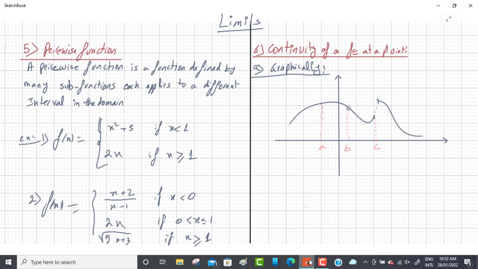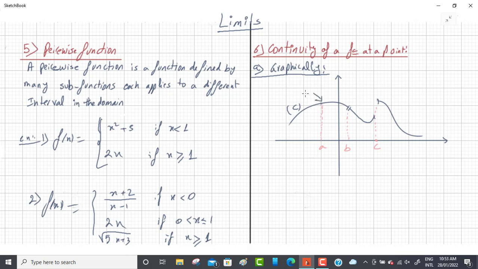Continuity of a function at a point. Now let's talk about continuity of a function at a point. First, we're going to talk about it graphically. This is a curve of a function f. You can see that at the point A, the curve has no hole and no jump. It doesn't cut at the point A.